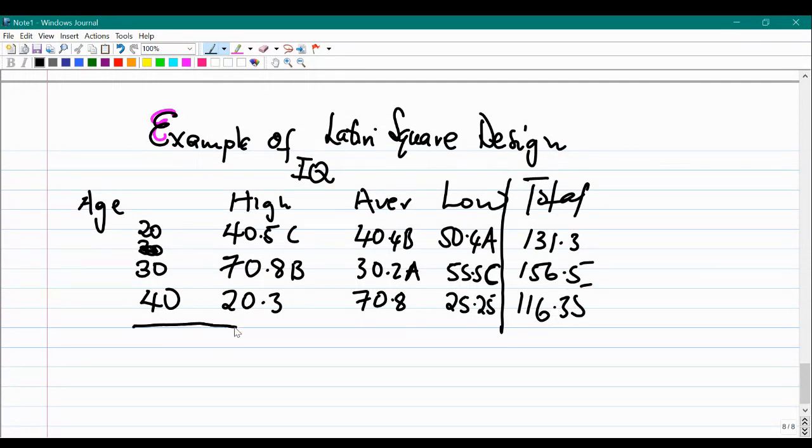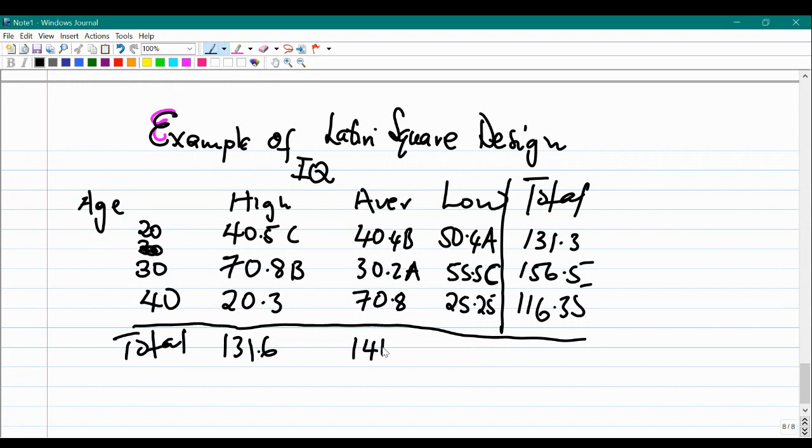What is the total for the row? For the column? The first column for I? 131.6. Yes. The second one? 141.4. The last one? 131.15. Like this. Yes. The general total. You can add 404.15. 404.15.